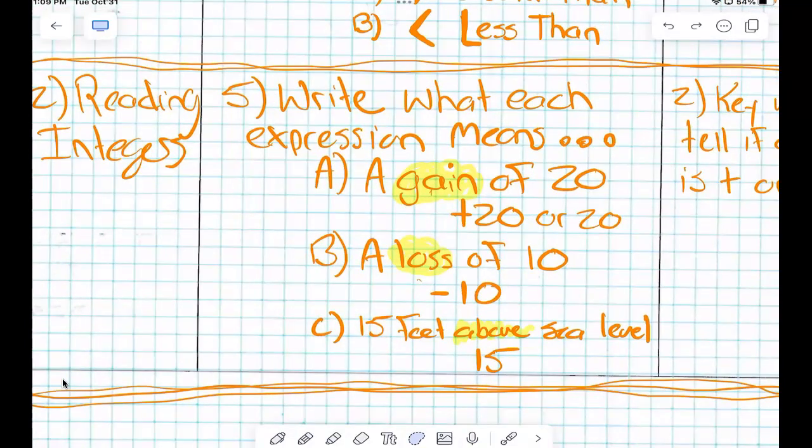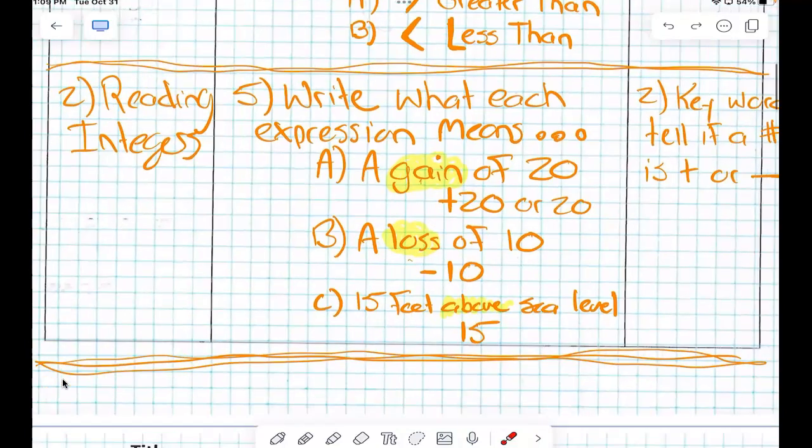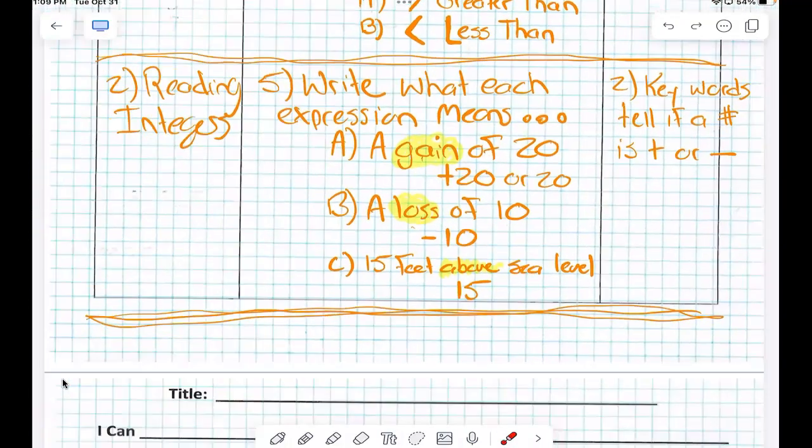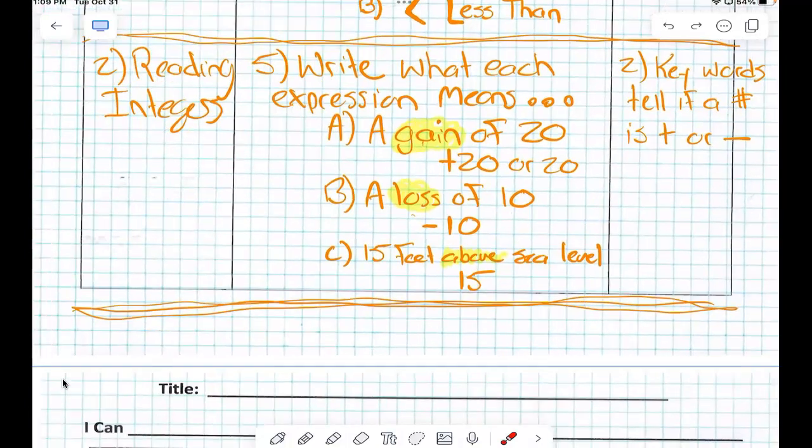How do I know that this statement means 20? What word tells me it means 20? Because it has gain in it. Gain is like addition. Gain means addition. What does loss mean? Subtraction. So what do we call these words that I highlighted? Keywords. Keywords tell us if a number is positive or negative, right?